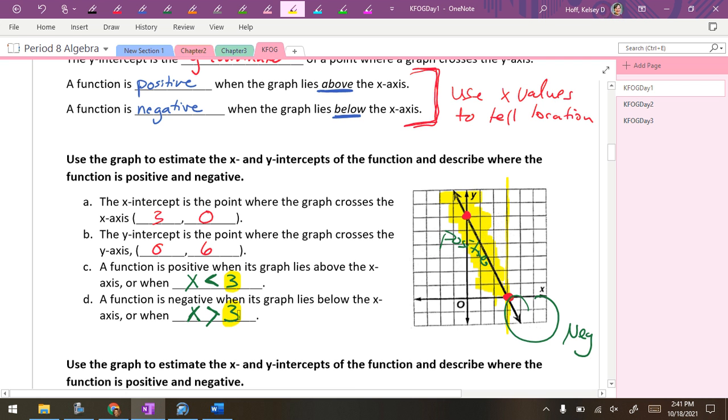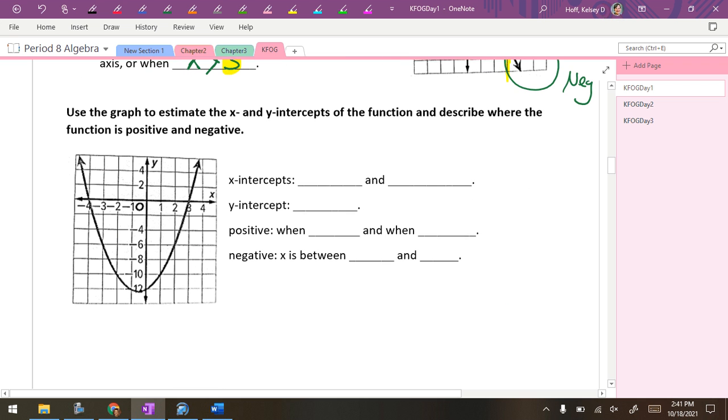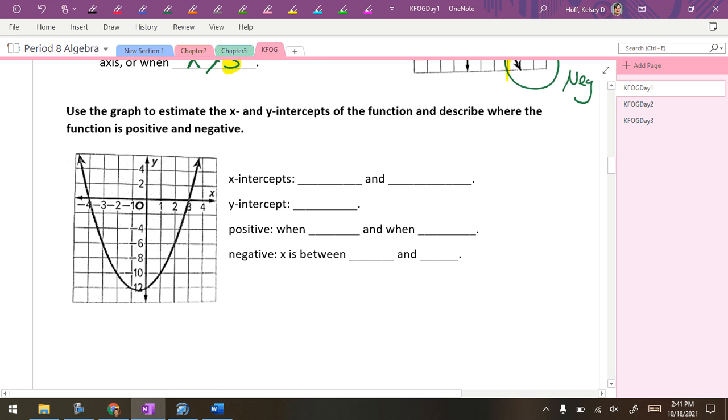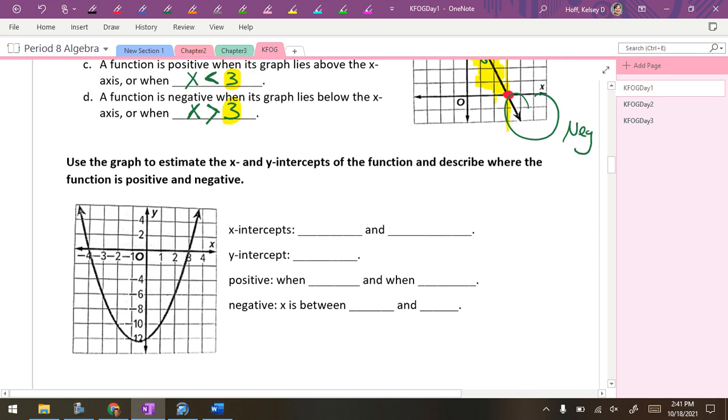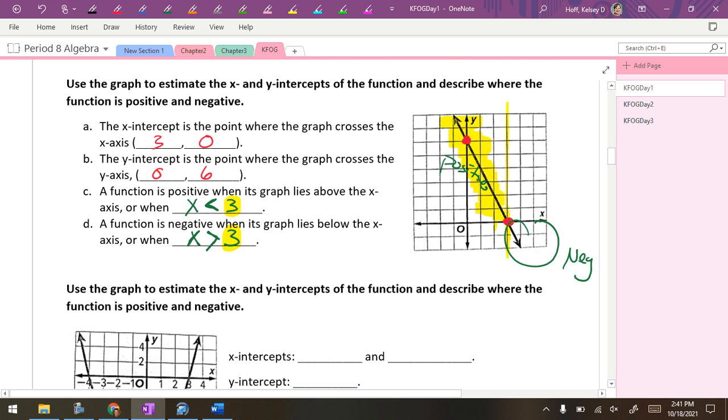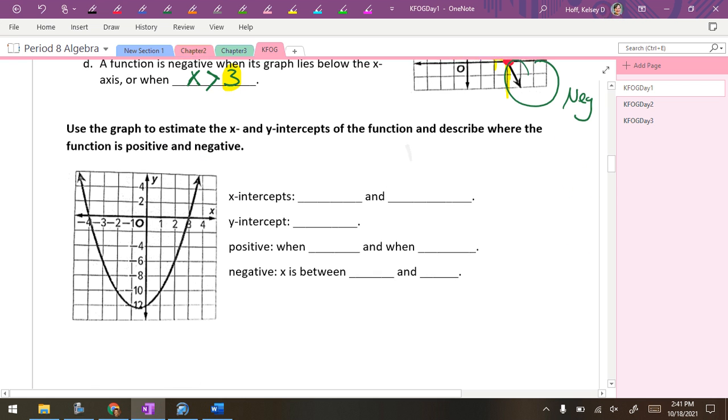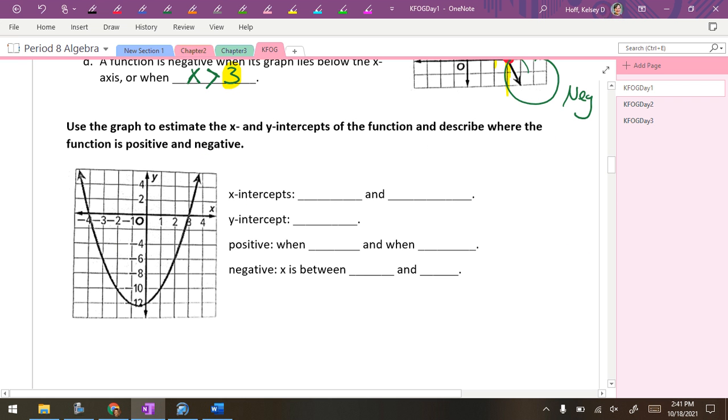yes? All right. Use the graph to estimate the x and y intercepts of the function and describe where the function is positive and negative. See if you can fill this in for me. Question? On the last slide, what is it if it's right on the... It is neither positive or negative. That's why we don't use equal to, we just say less than and greater than. Good question. See if you can fill this in.